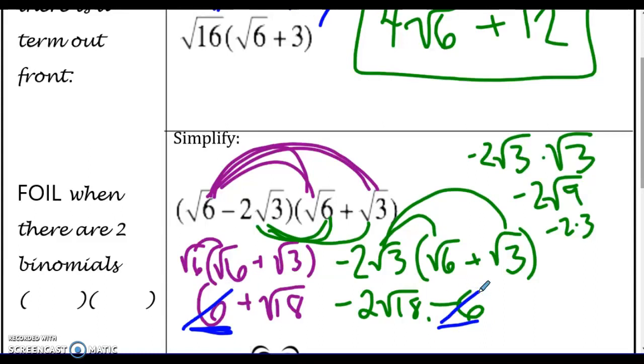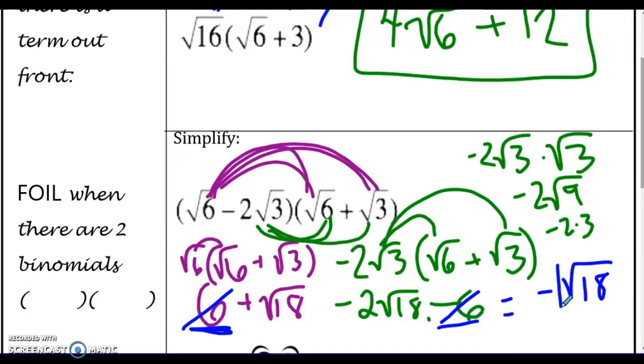Then I've got 1 square root of 18 minus 2 square root of 18s gives me negative square root of 18. If you want a 1 there, you can have it. You're like, yes, I'm done. To which I say, no, you're not done.